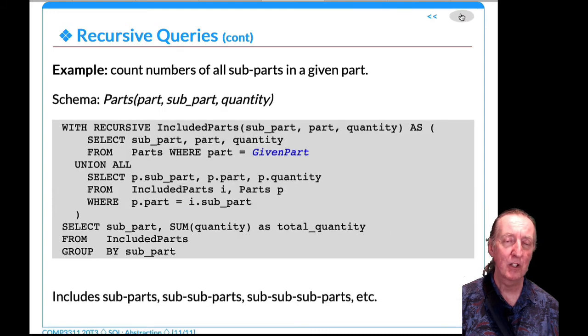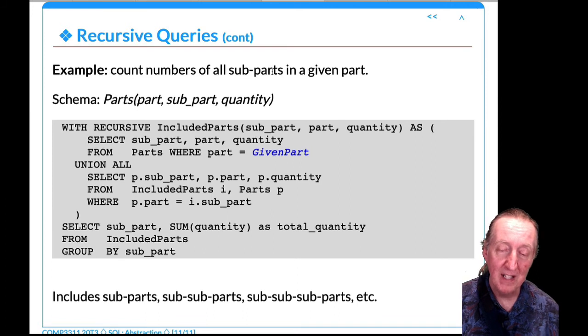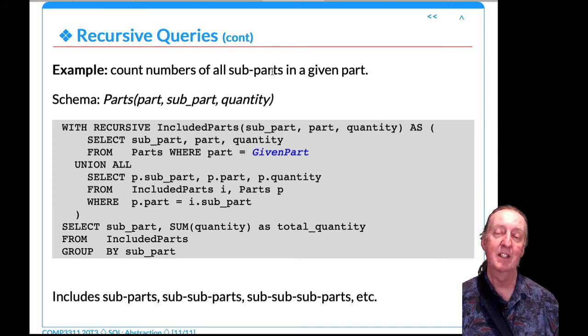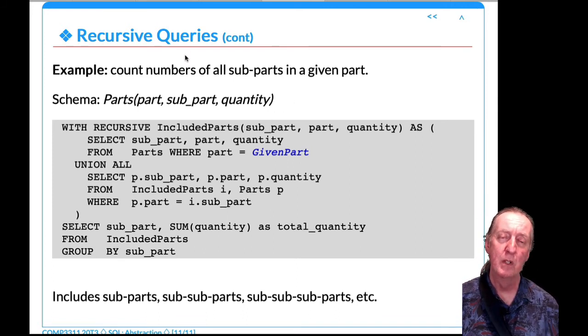Let's have a look at a concrete example. I mentioned that we've got parts and subparts and sub-subparts and so on. What we want to do is count the number of subparts in a given assembly, or in a given part, if you like. So our table looks like part, subpart, which is a child, and the number of those subparts that appear in the main part.